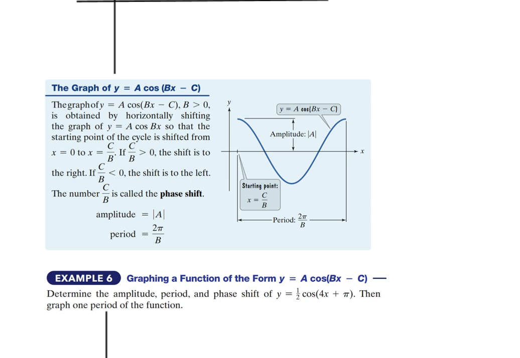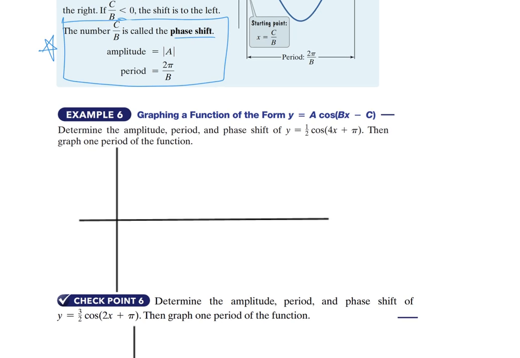Now we do this the same way to find a phase shift, C over B. So again, this part right here, star this, that is how we graph a sine or cosine function, how you find the amplitude, period, and phase shift. So let's do example 6.